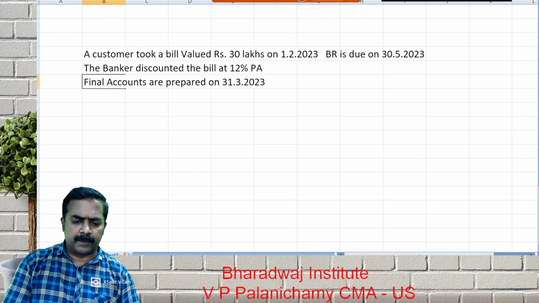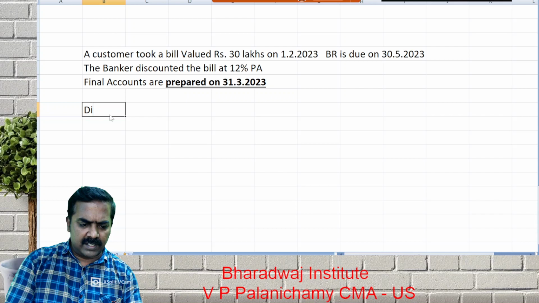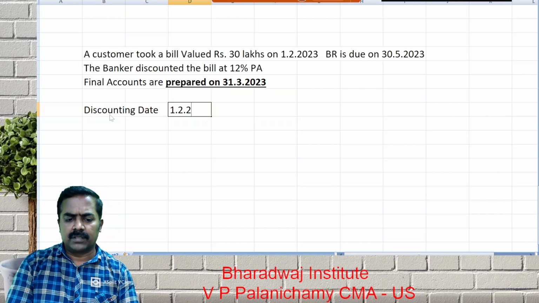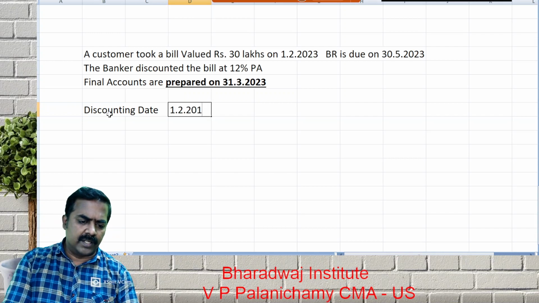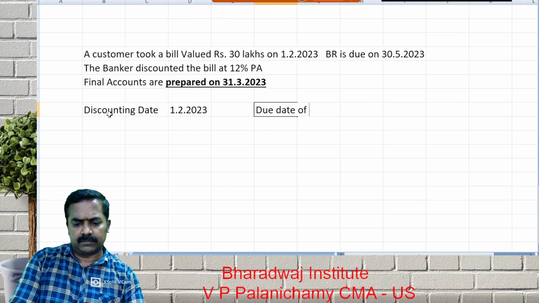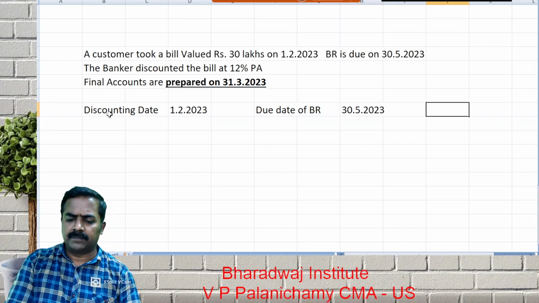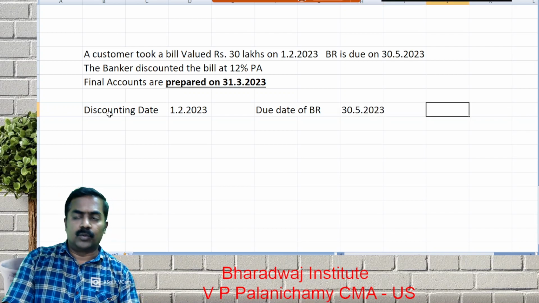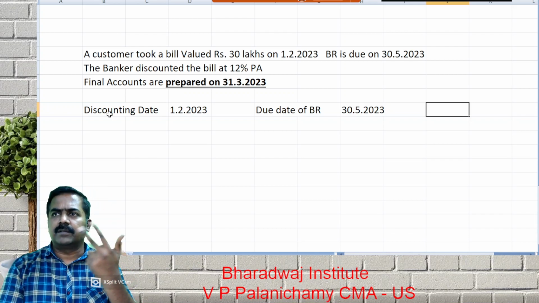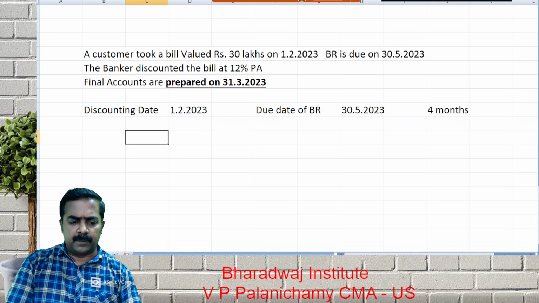When are the final accounts prepared? 31st March 2023. Wait. What is the discounting date? 1/2/2023. We discounted on 1/2/2023. Okay, when is the due date of the bill? 3/5/2023. How many months is the bill? From 1/2/2023 to 3/5/2023, how many months will it be? February, March, April, May. How many months? 4 months. Now how much discounting charges would we have levied? 1%.